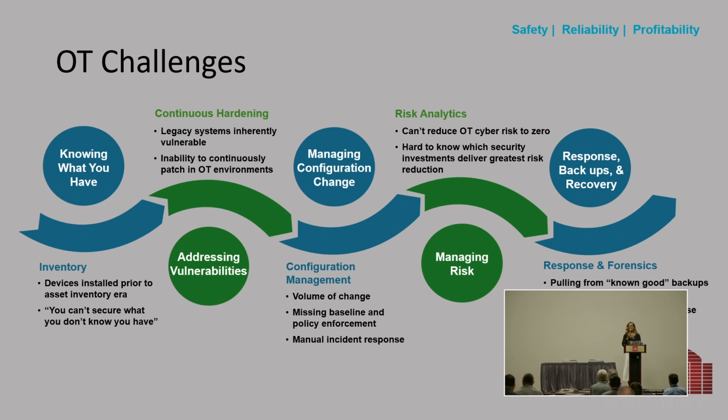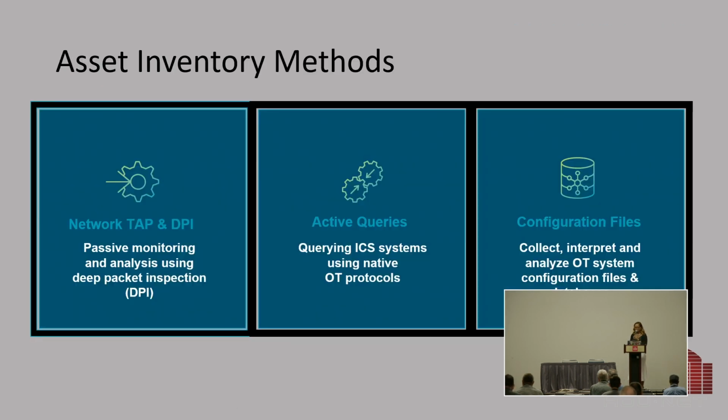Okay, so now let's get into the meat and potatoes of the presentation, which is the different asset inventory methodologies. And I'm not going to go through all of the different challenges. We're really just going to hone in on asset inventory because that is the foundation of OT security. There are three main methods used to collect asset information for an asset inventory. There's the network tap and the DPI, which is the deep packet inspection. There's active querying, and then there's configuration files. And I'm going to go through each of these and explain what they are and the pros and cons of each.